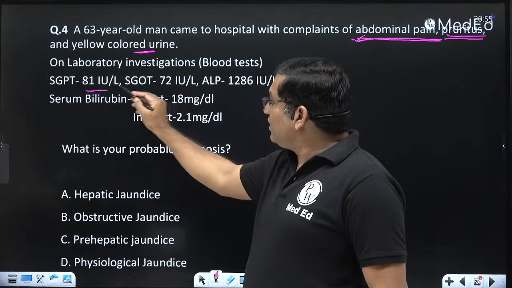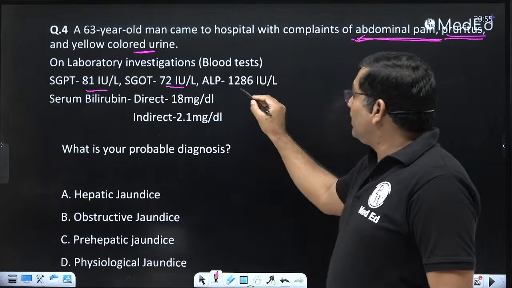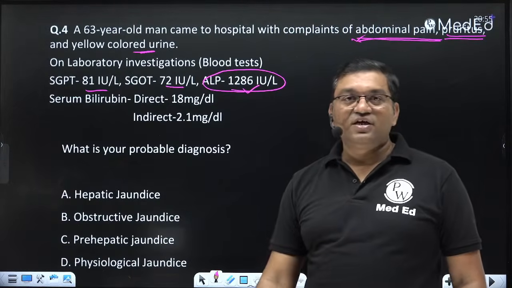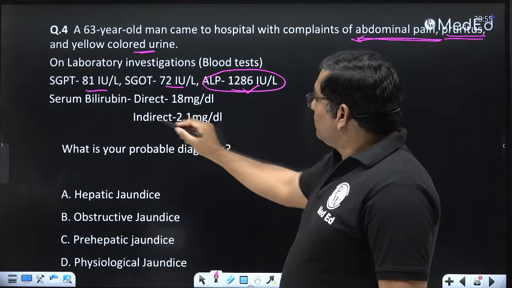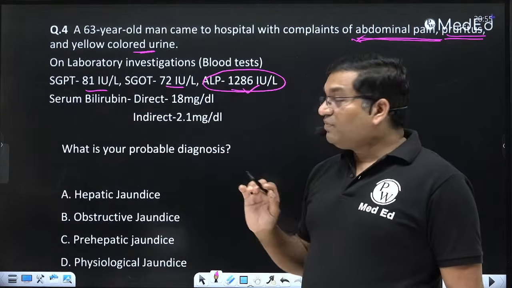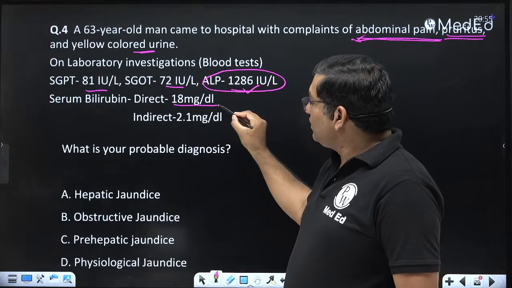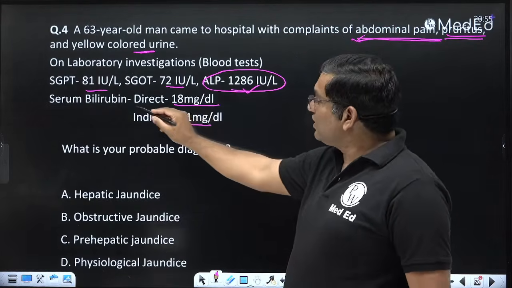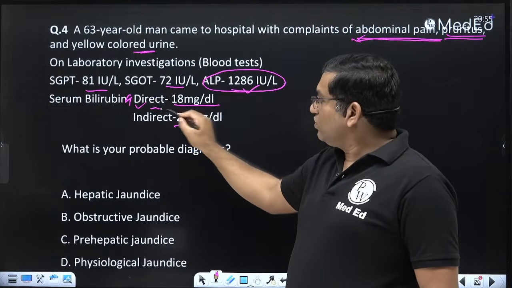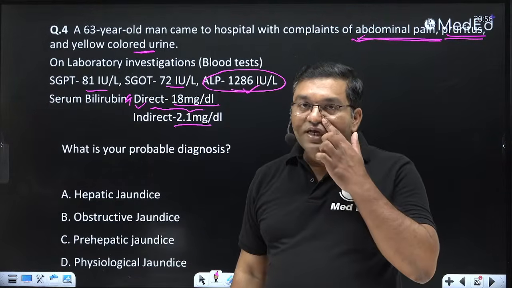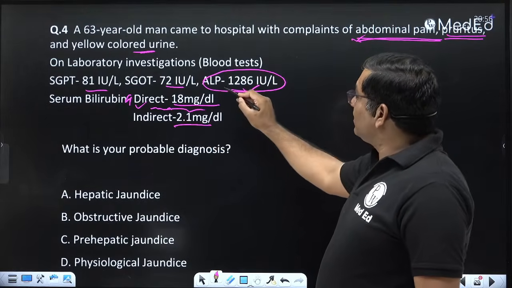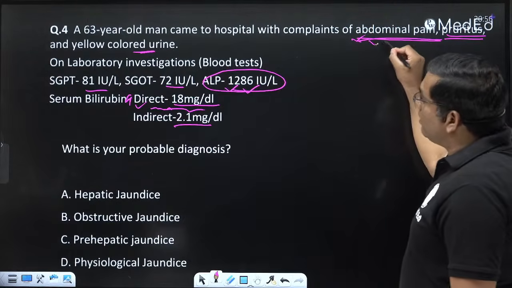On laboratory investigation, blood test: SGPT 81, SGOT 72, alkaline phosphatase 1286. There is marked raise in the alkaline phosphatase level. बिलिरुबिन देखो, अभी सबसे सिंपल बिलिरुबिन है, डायरेक्ट बिलिरुबिन 18 और इनडायरेक्ट बिलिरुबिन 2.1 मिलीग्राम पर डेसीलीटर। There is more increase in the direct bilirubin. सो ऐसे क्लियर कट पिक्चर कभी नहीं मिलेगा आपको, थोड़ा न थोड़ा कंफ्यूजिंग रहेगा। There is more increase in the direct bilirubin, there is increase in the alkaline phosphatase, there is abdominal pain history.